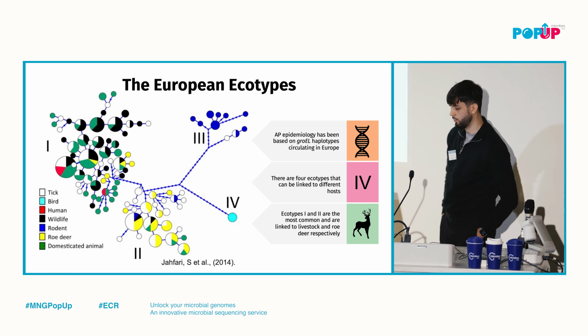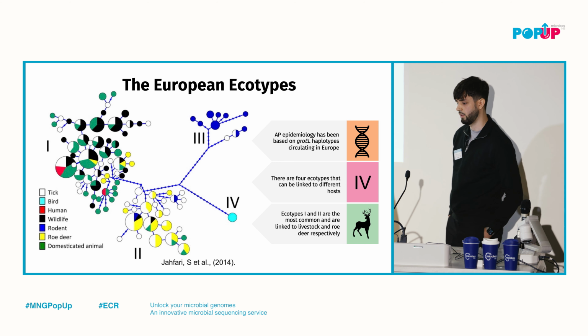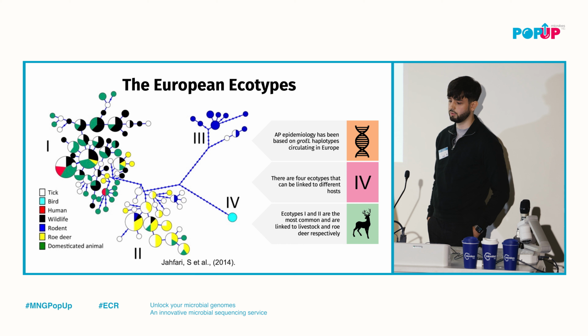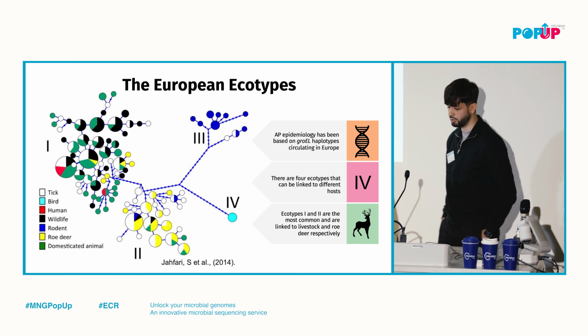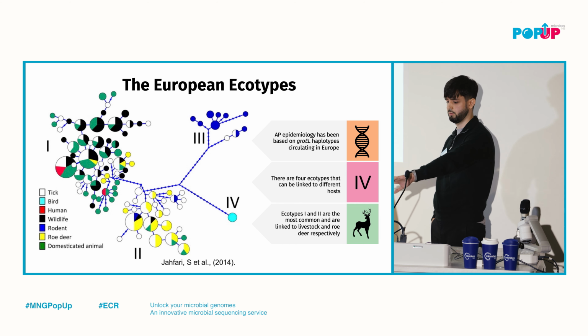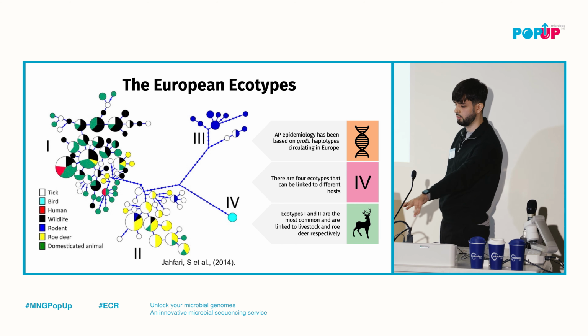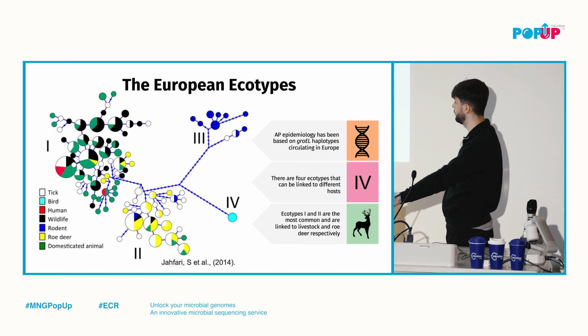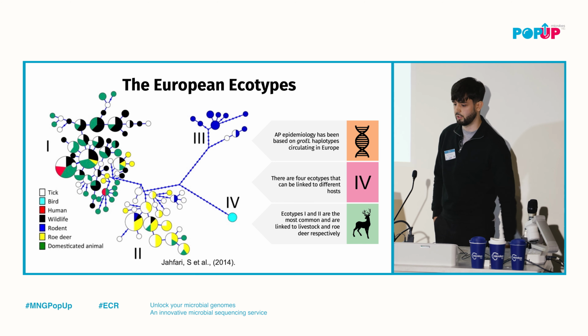In Europe, we generally base a lot of the epidemiology on AP on the groEL gene and the different haplotypes that are circulating around Europe. This figure here is a really good illustration of that. You can see the 4 different ecotypes spread out with the different mutations, where each blue dot represents a single base mutation.